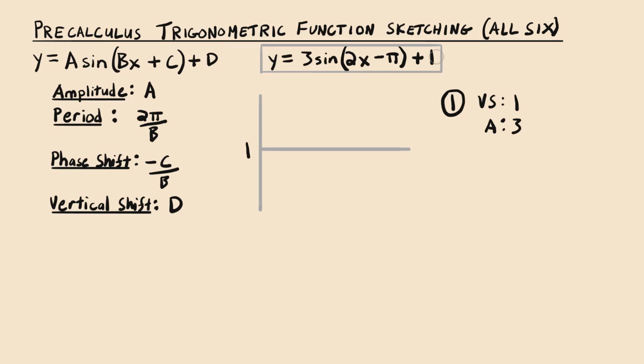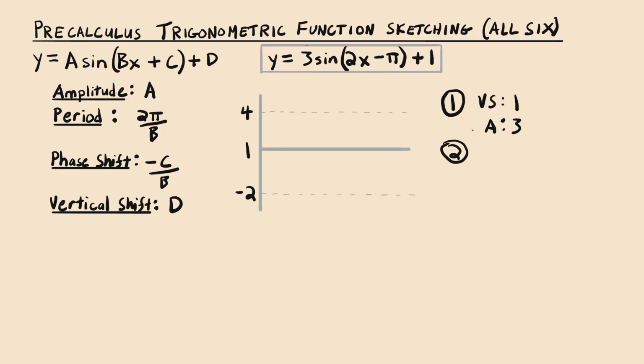Our amplitude is represented by this 3, which is how far the graph goes from the center. So the distance between this 1 and the highest point here is 3, which gives you 4. And likewise for down here, which should give you negative 2.